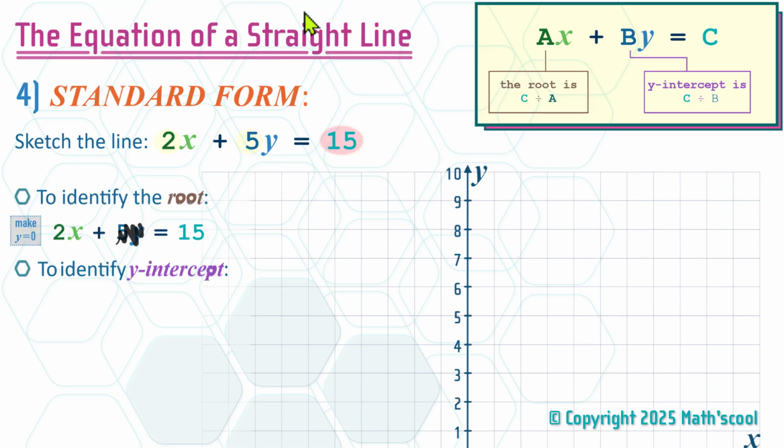Now identify the y-intercept. Okay, so we're going to do the same thing again. We're going to scrub out. We're going to make x equal to 0. And if you make x equal to 0, you're just going to get 2 times 0. You can scrub that out. And that's going to give you 5y equals 15, which we can solve to get y equals 3.